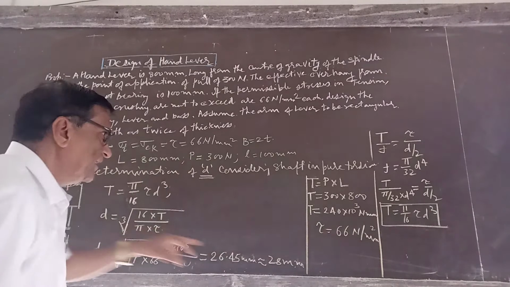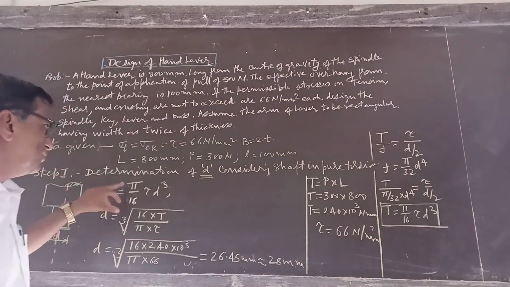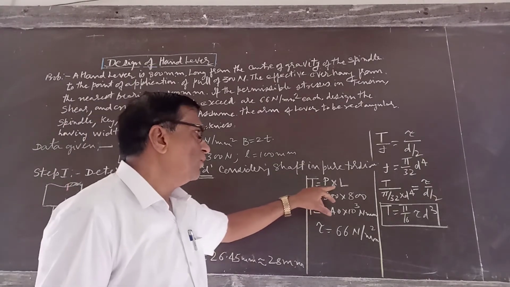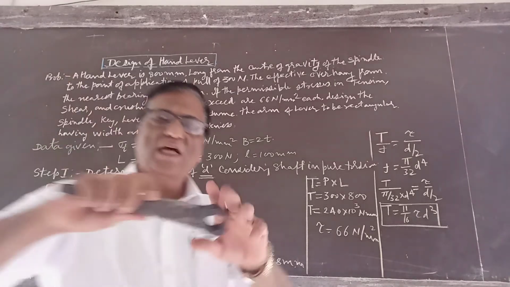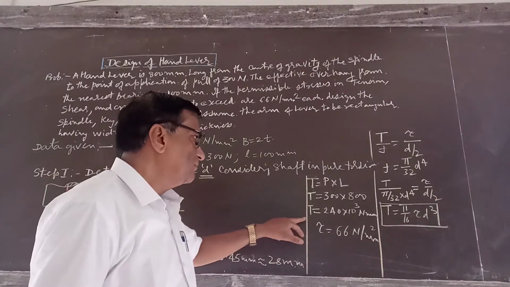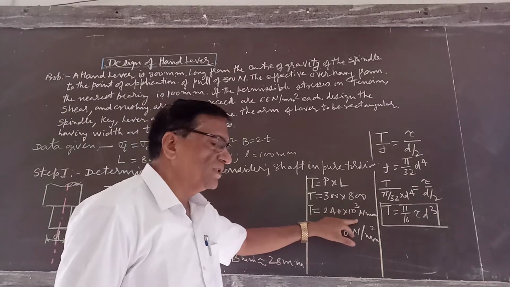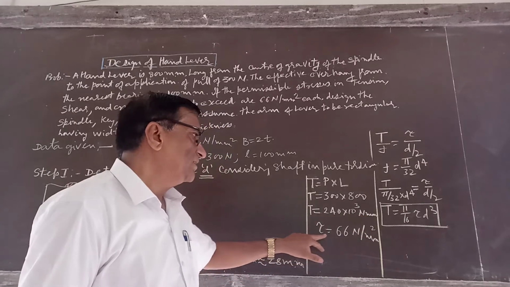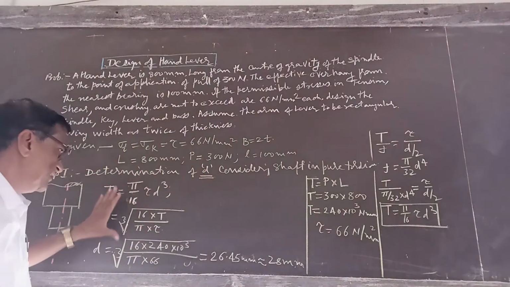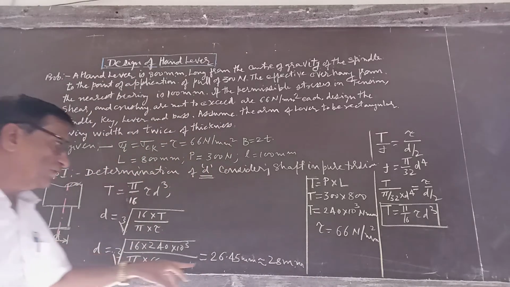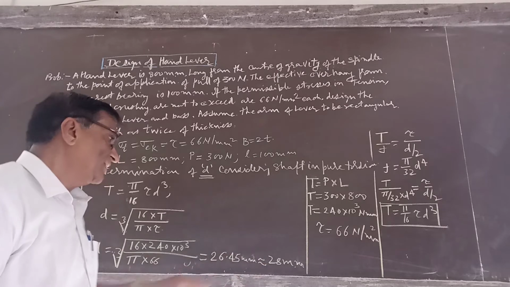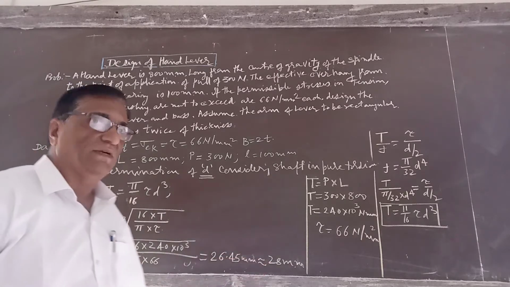Now writing this equation, T is equal to pi by 16 tau D cube, and the value of torque we will calculate as P into L, that is the force applied into the effective length of the lever, that comes out to be 240 into 10 raised to 3 Newton millimeter, and tau is equal to 66 Newton per mm square, that is given. Substituting the values here, we will get the diameter is equal to 26.45 millimeter. We will increase the diameter to 28 millimeter.